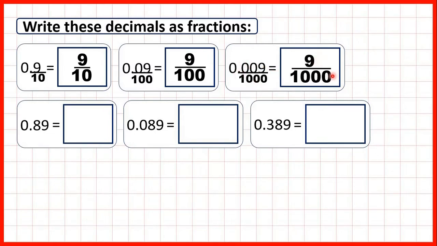So that's 9 over 1,000, because the 9 is in the thousandths place. Now we have 0.89. So there are 2 digits after the decimal point, and the second digit after the decimal point is the hundredths digit. So what we can do is draw a line across from the decimal point and write a denominator of 100. So that's 89 hundredths.